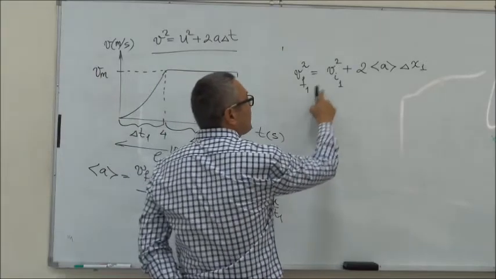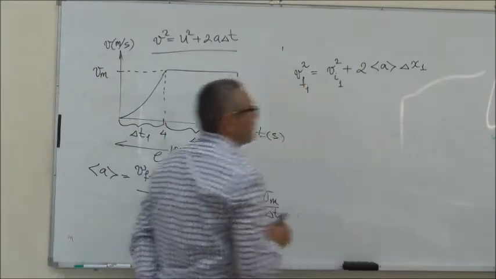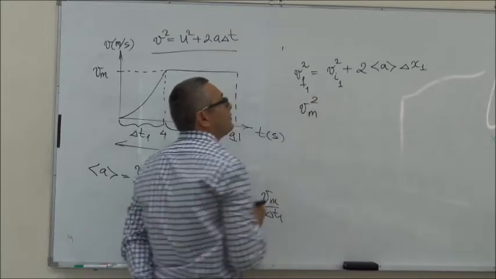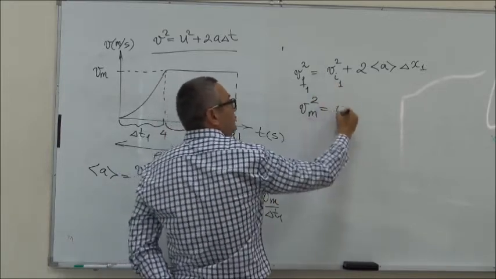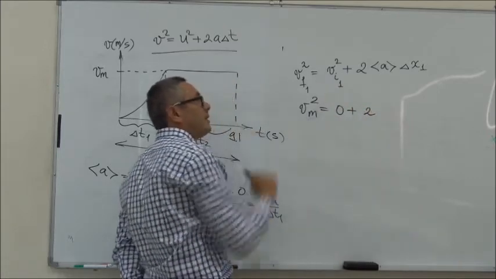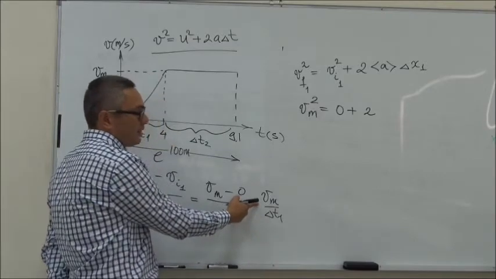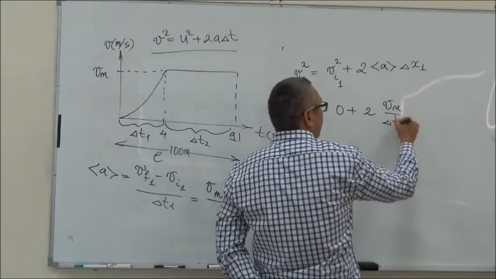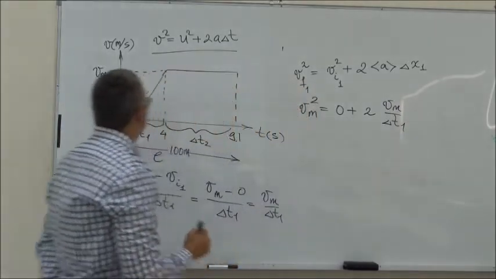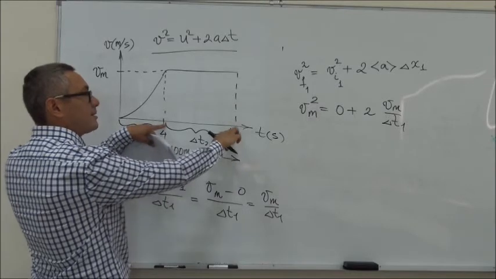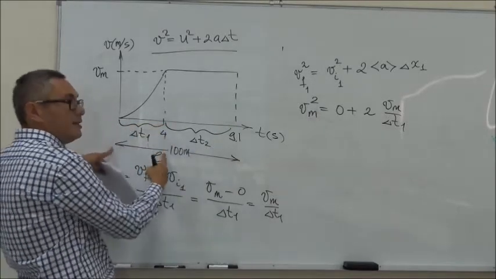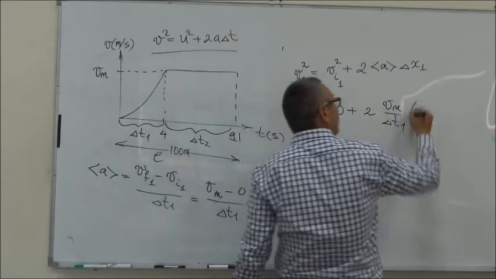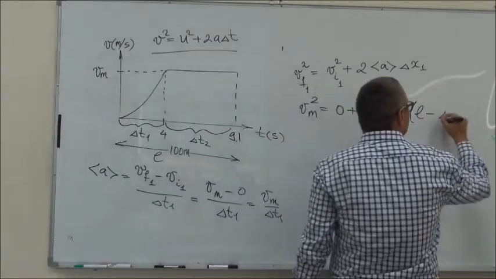So we can say v final 1 squared equals v initial 1 squared plus 2a average delta x1. So v final 1 squared is Vm squared. V initial is 0 plus 2 average a, which is Vm over delta t1, and delta x1 is equal to the total length minus delta x2. So if this distance here is delta x1 and this is delta x2, then delta x1 is just the total minus delta x2. So I'll say L minus delta x2.